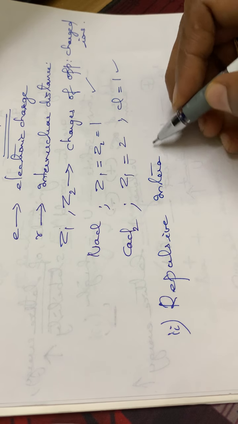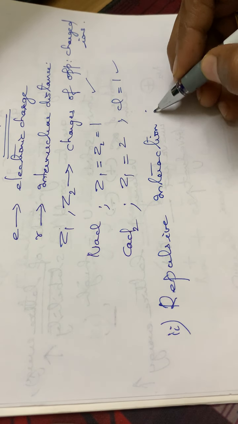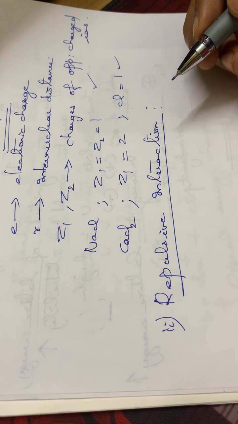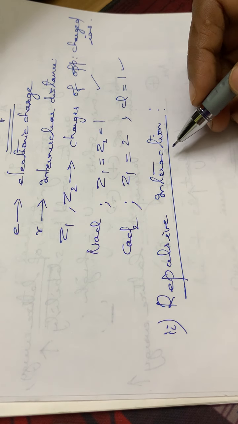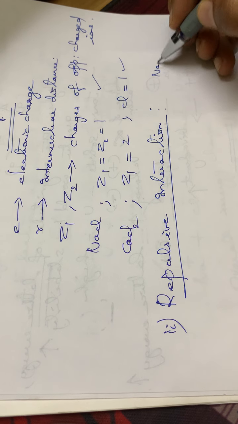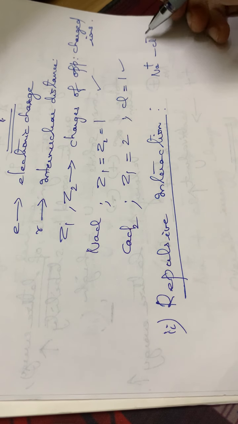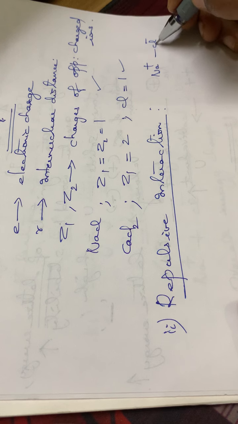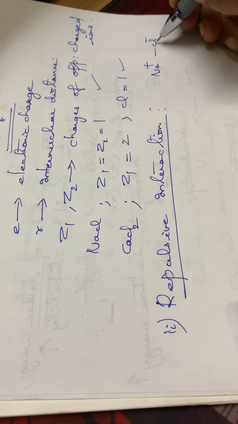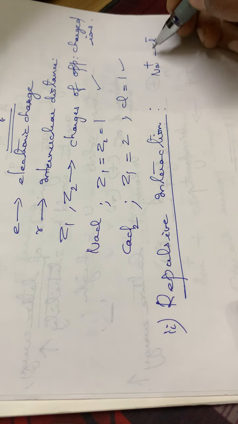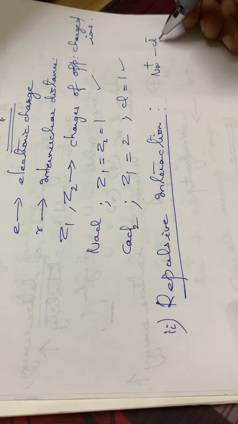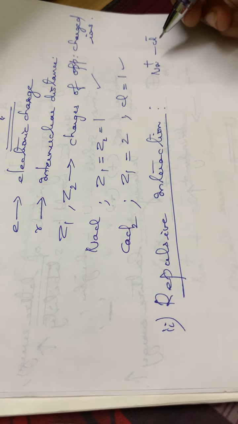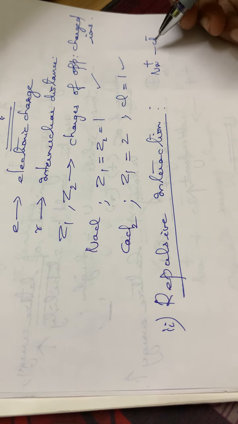Repulsive interaction. See here, repulsive interaction means if there is an attractive force, there will be a repulsive force. Otherwise, what happens? They will be colliding into each other, or one of them will be falling into the nucleus of the other atom, isn't it? So actually what happens is that the force of attraction will be equally balanced by the force of repulsion itself, isn't it? Otherwise the atom won't exist.